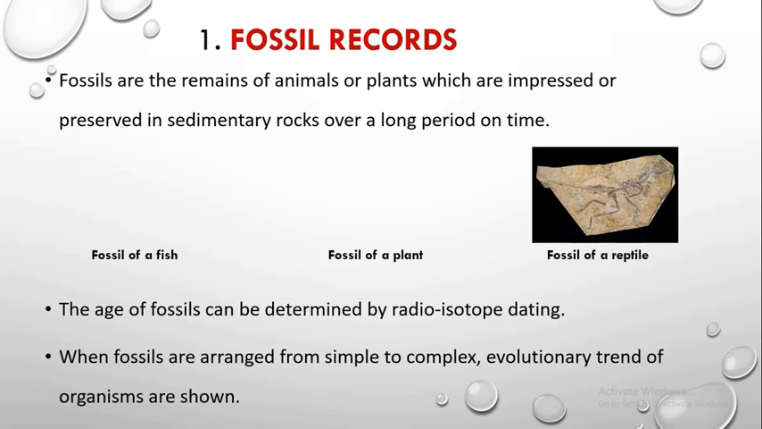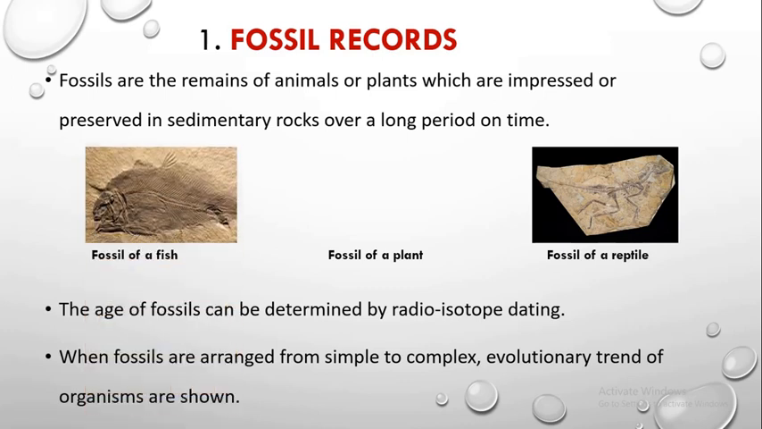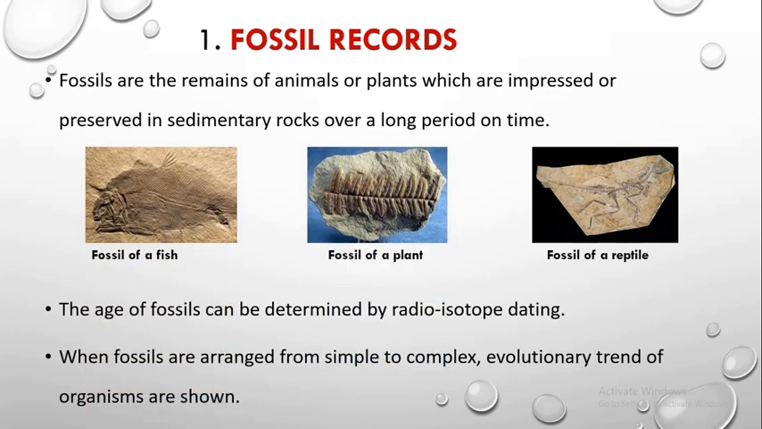We have different examples of fossil. The first here is called the fossil of a fish, the second is fossil of a plant, and lastly we have the fossil of a reptile. Now these fossils sometimes can be dug out from the earth crust by scientists, and these scientists are called archaeologists. The age of fossils can be determined by these scientists by what we call radioisotope dating. When fossils are arranged from simple to complex, the evolutionary trend of the organisms are shown, and this can be used for further studies or research.